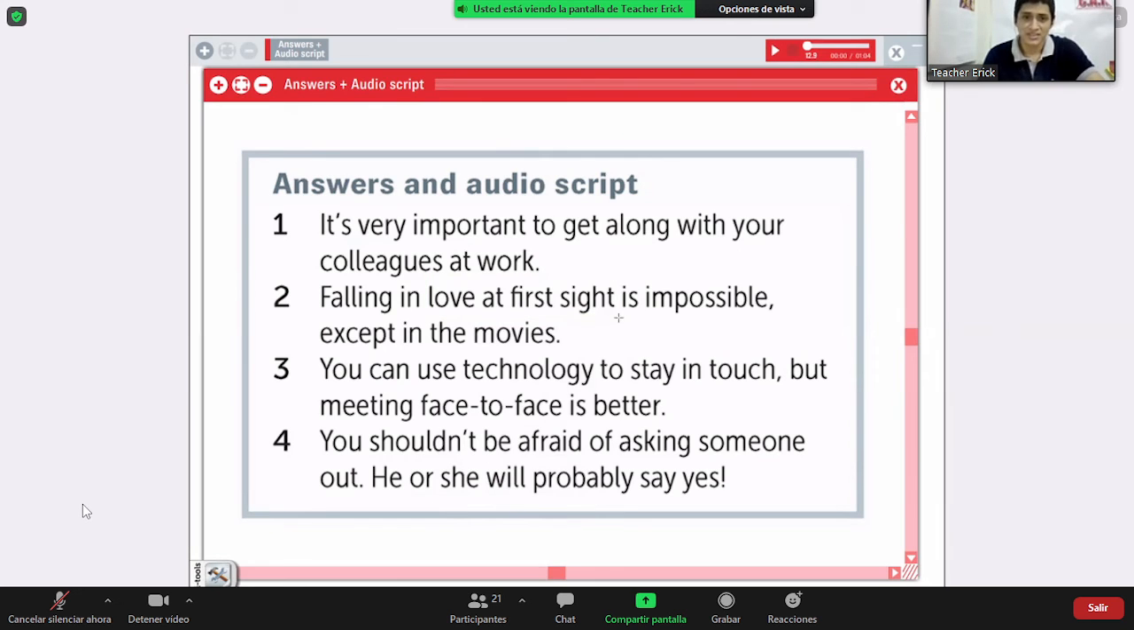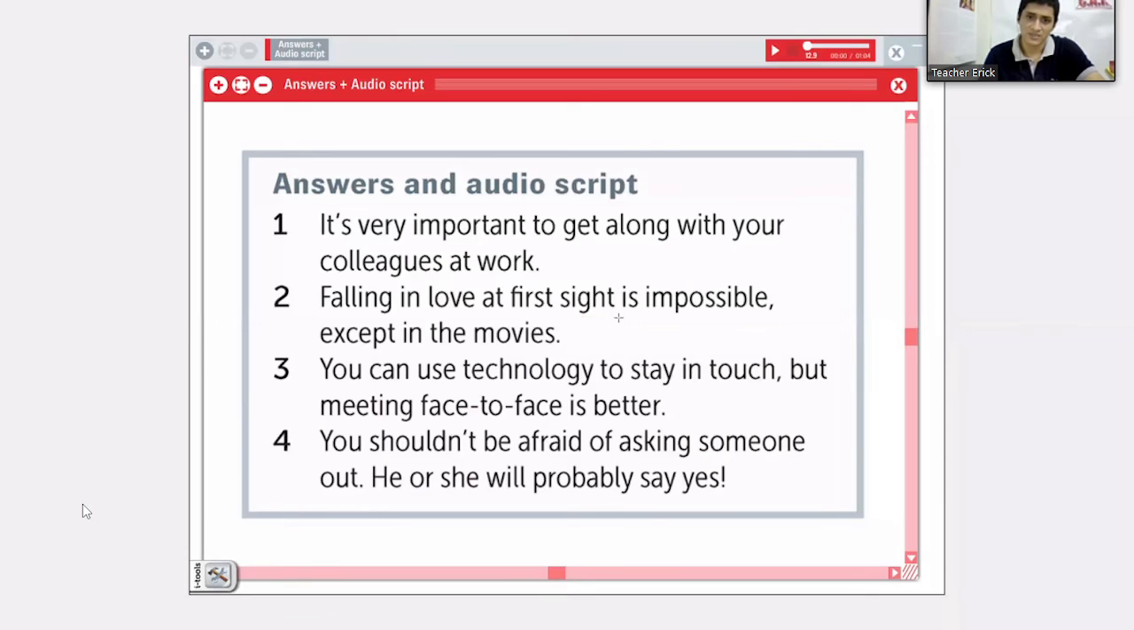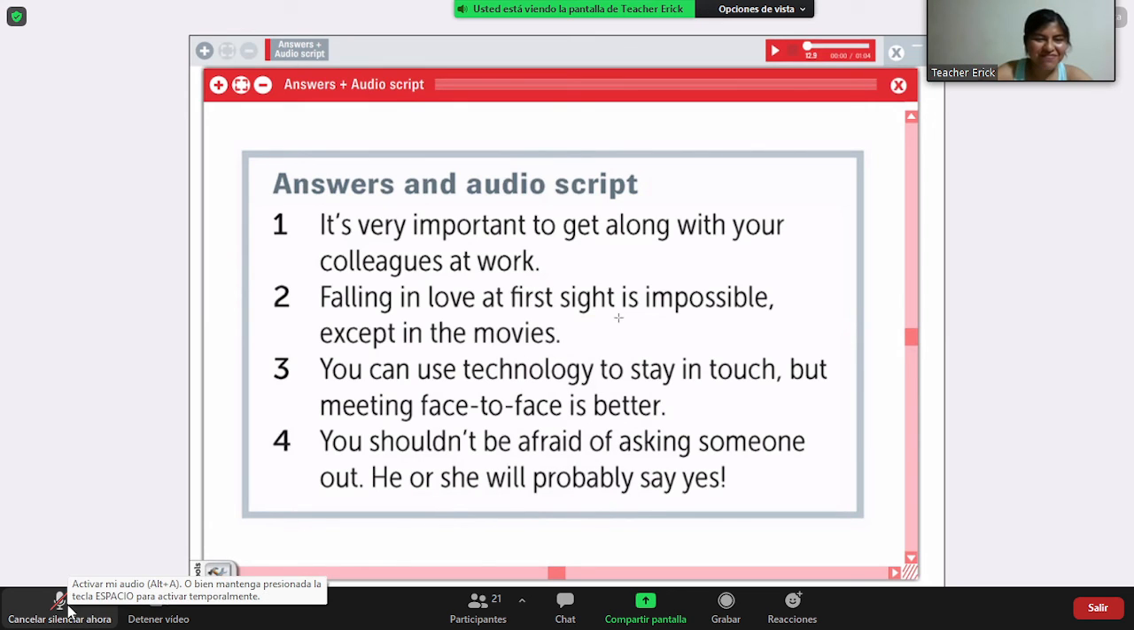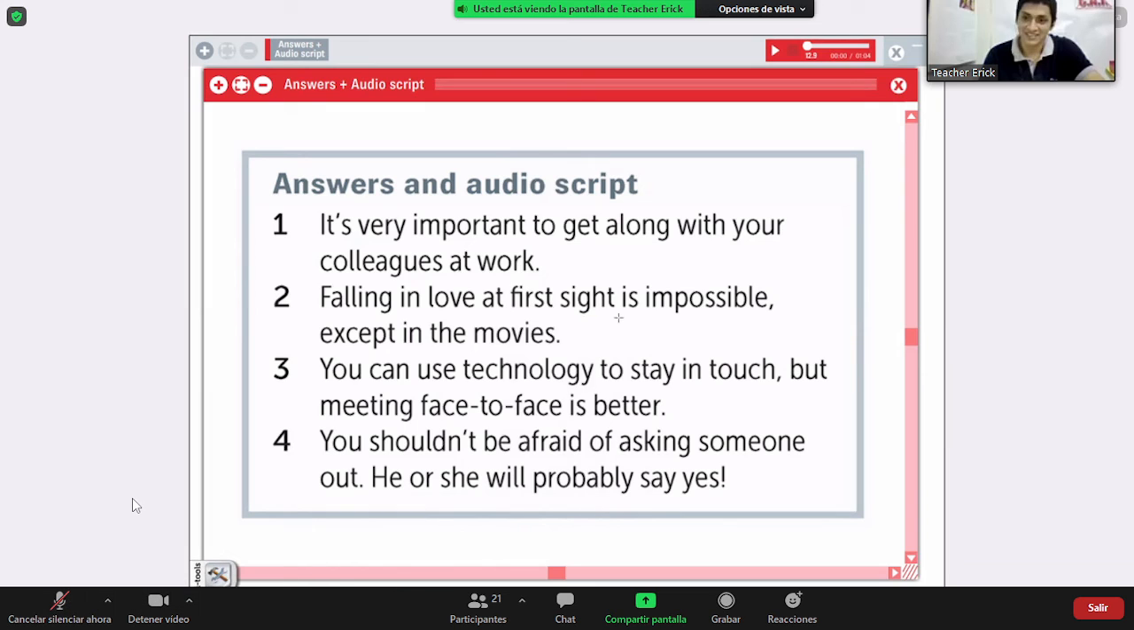And number 3, it says you can use technology to stay in touch, but meeting face-to-face is better. So do you like technology to stay? Do you like technology for classes, or do you prefer face-to-face classes? Which one is better? Face-to-face. Technology, okay. So using technology, yeah.